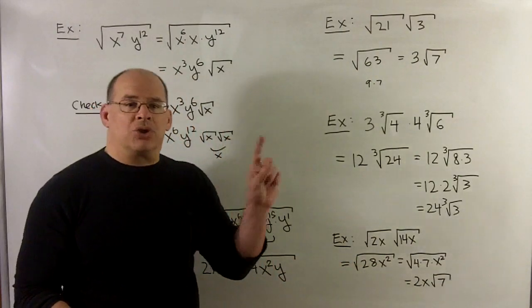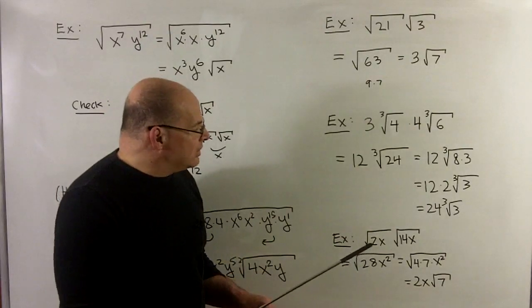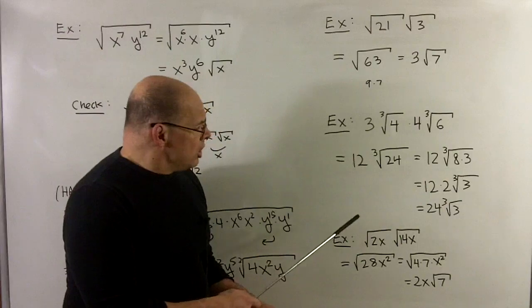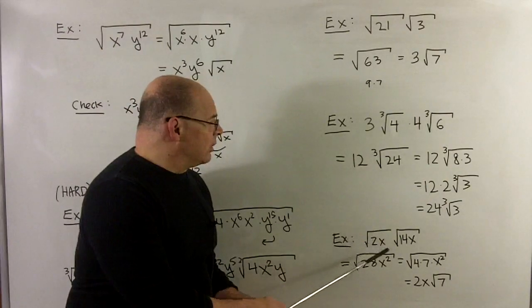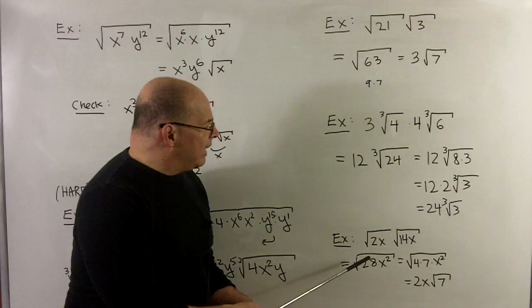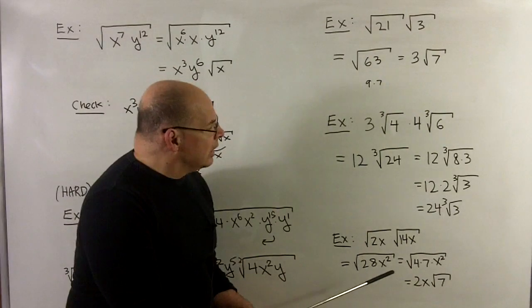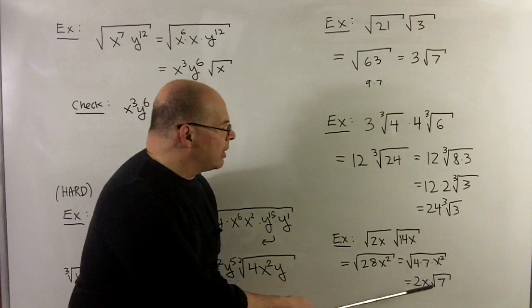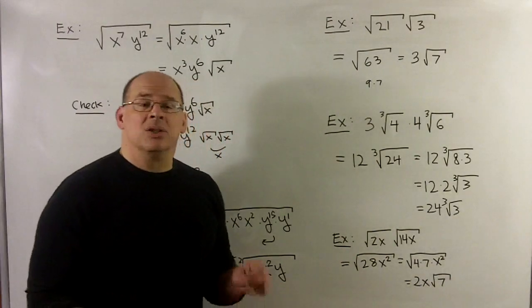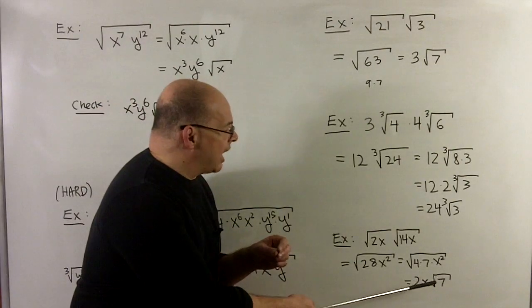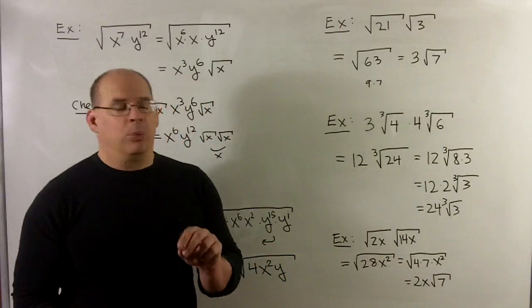Finally, let's try one of these with a variable in it. So I'll take square root of 2x times square root of 14x. Note, no squares in either of these. We multiply, we use the product rule. I get 28x squared under the square root. Largest square in there, we have a 4 that comes out as a 2. The x squared comes out as x, leaving us with square root of 7. And then we get our answer. And of course, we could check this if we wanted, but we'll leave it there.